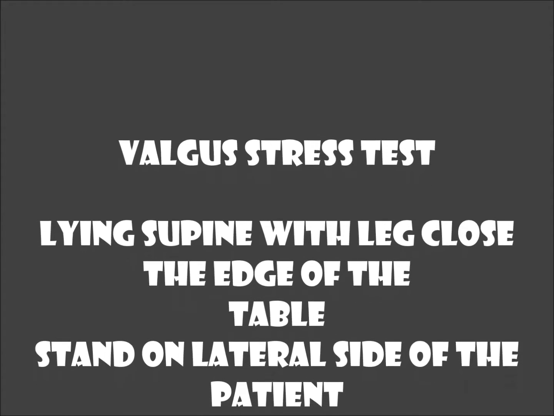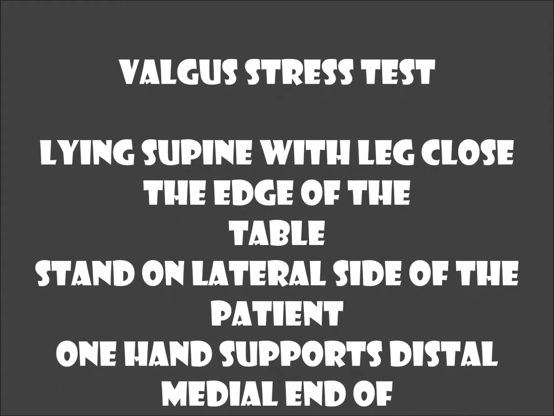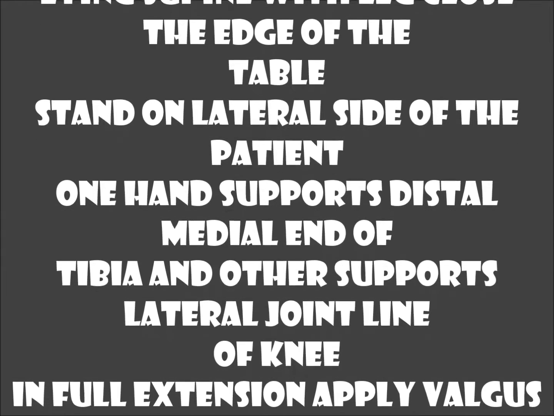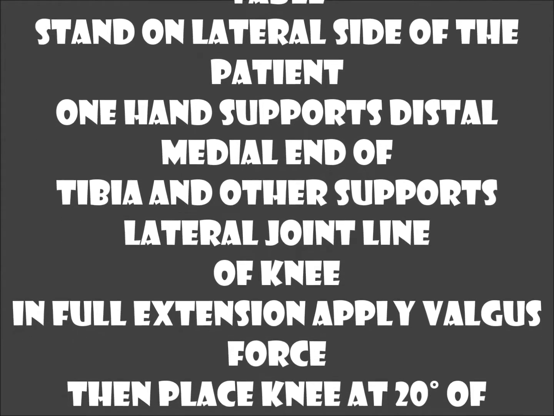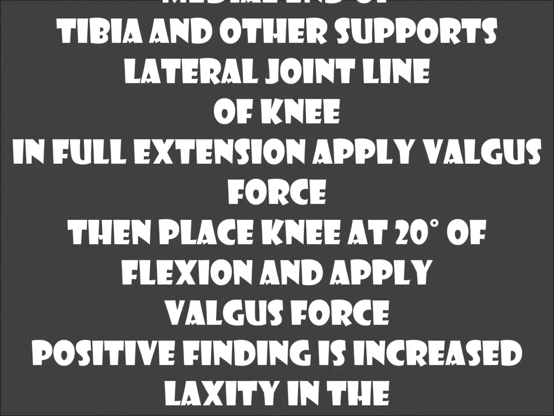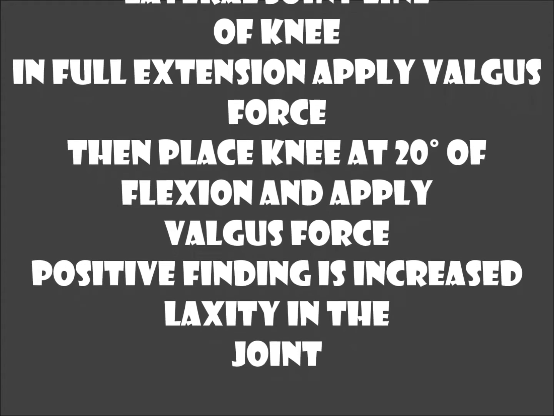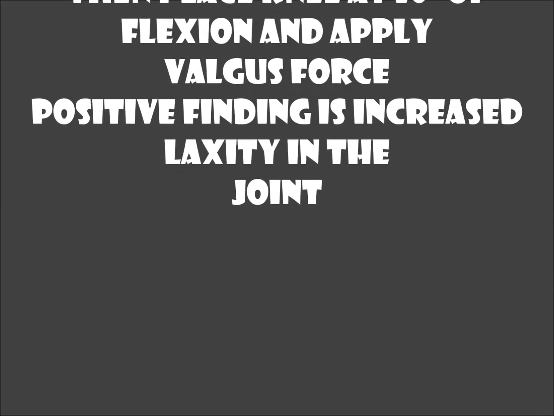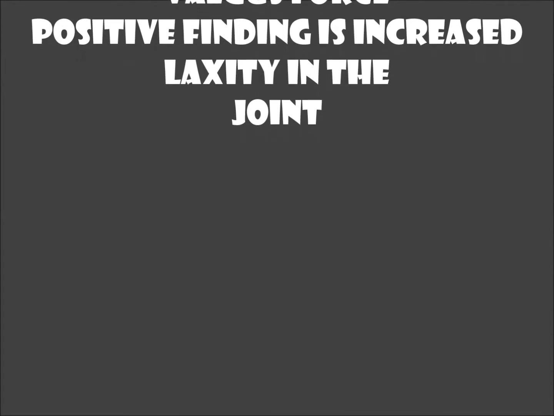To perform the valgus stress test, you want to have the athlete lying supine with their leg close to the edge of the table, and you want to stand on the lateral side of the patient. One hand supports the distal end of the tibia, and the other supports the lateral joint line of the knee. First, place the athlete in full extension at the knee and apply a valgus force. Then place the knee at 20 degrees of flexion and apply a valgus force. This helps open up that joint a little bit and allows for a more accurate test. A positive finding would be increased laxity in the joint and also pain.